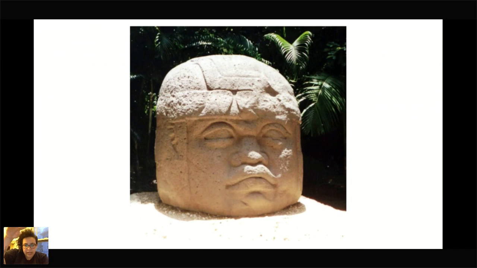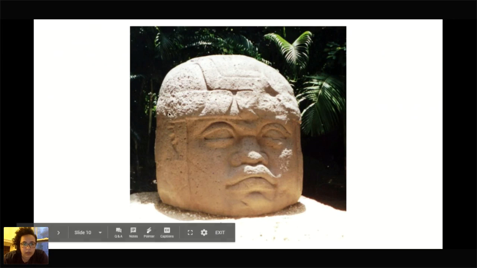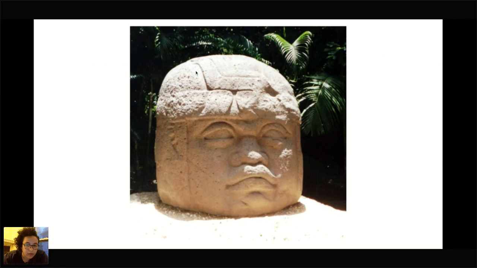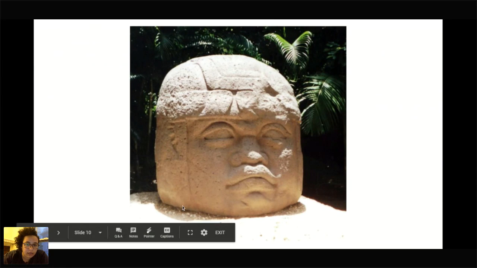I found out that this head was like 8 feet tall. So if you can imagine little Amanda standing next to this head, it would come up to, I don't know, here. So that's how big this is. It's pretty massive. But you see this style of art in the Americas.